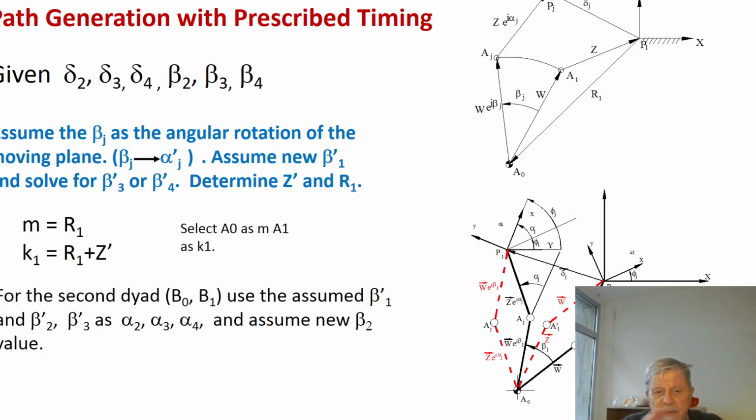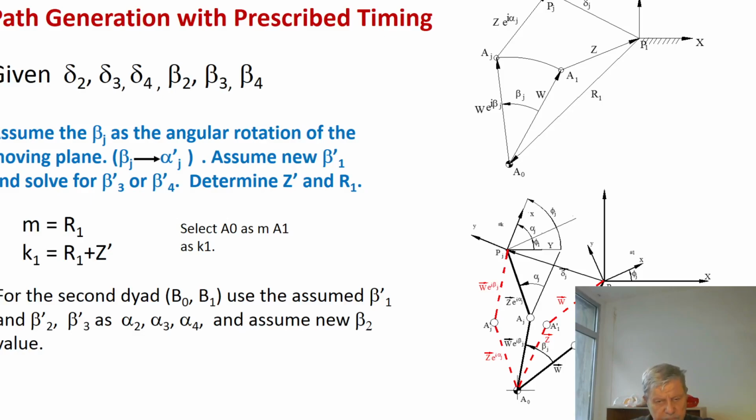Now, in case of path generation with prescribed timing, this time you will be given delta 2, delta 3, delta 4, beta 2, beta 3, beta 4. Okay? You want to describe a certain path and correlate it with the crank angle. All you have to do is assume beta j as alpha j. I'll call them alpha j prime. Now you have a four position synthesis. You have converted the path generation to a position synthesis problem.